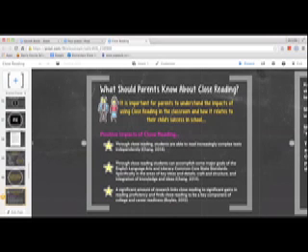What should parents know about close reading? It is important for parents to understand the impacts of using close reading in the classroom.